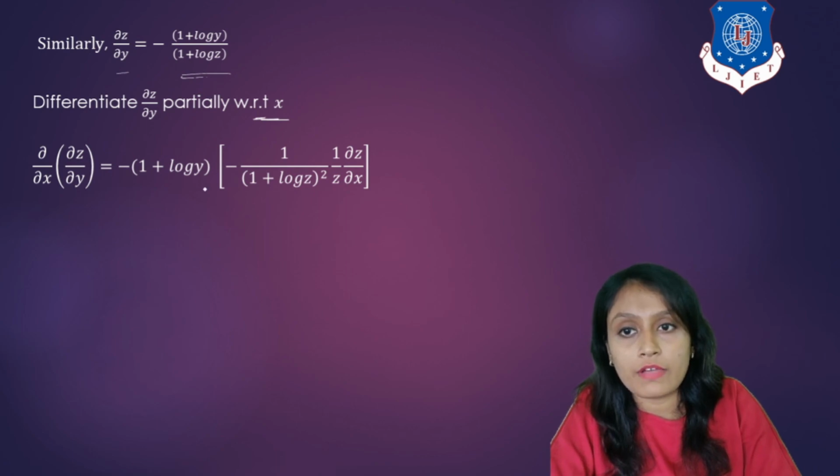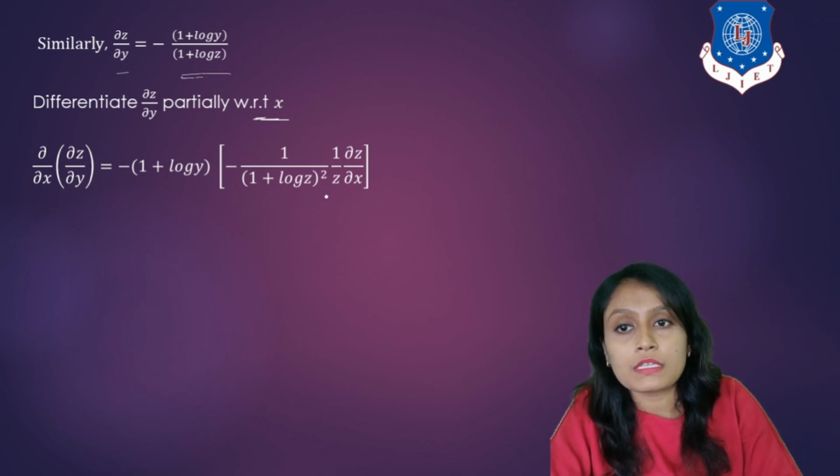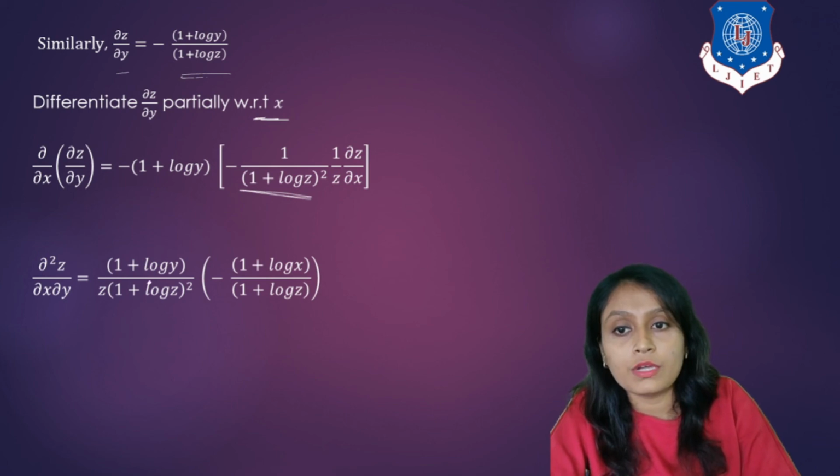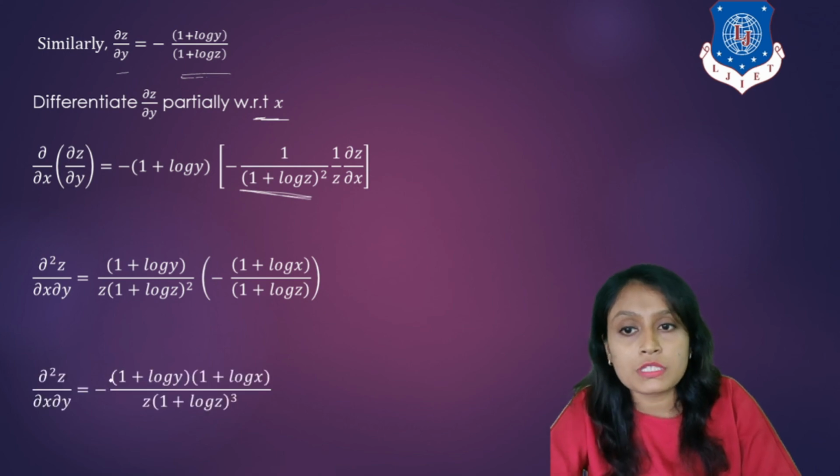So minus (1 plus log y) as it is, and derivative of this term is minus 1 upon (1 plus log z) whole square into, we have to apply the chain rule in this, right? So derivative of 1 is 0 and log z is what? 1 upon z into del z by del x. Okay, next. Now this minus minus will become plus. So here we have (1 plus log y) upon z into (1 plus log z) whole square. And the answer of this del z by del x we have previously, right? So that is minus (1 plus log x) upon (1 plus log z). Okay, so simplify it further.